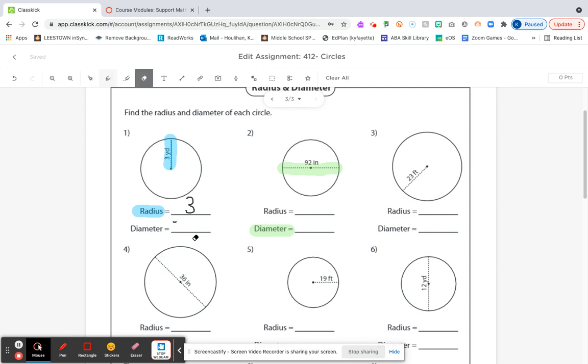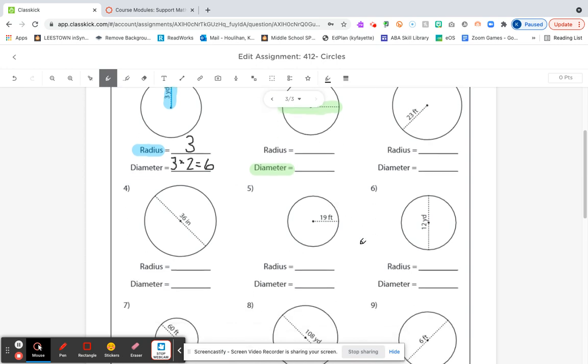There we go. I'm going to need to do 3 times 2 to get the diameter, and that is going to be 6. All right, so my diameter is 6 because I'm multiplying my radius by 2.